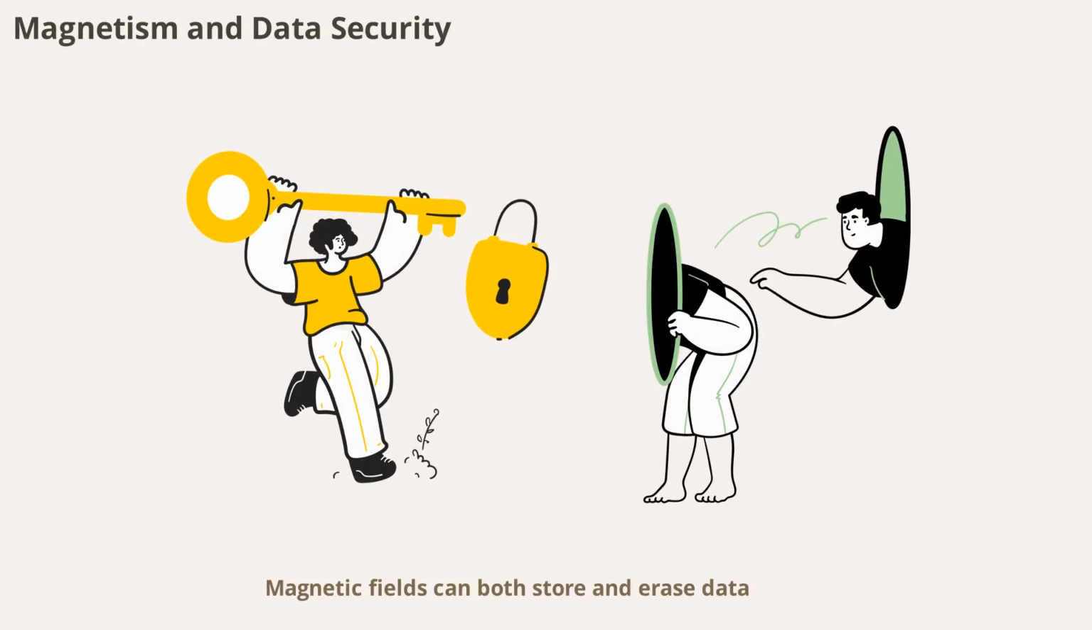Magnetic fields can both store and erase data. Secure data destruction often involves exposing storage devices to strong magnetic fields, rendering the information unreadable. Understanding the interaction between magnetism and data is crucial for protecting sensitive information in the digital age.